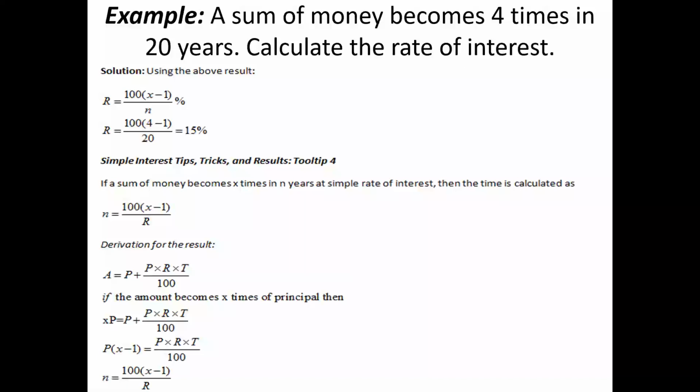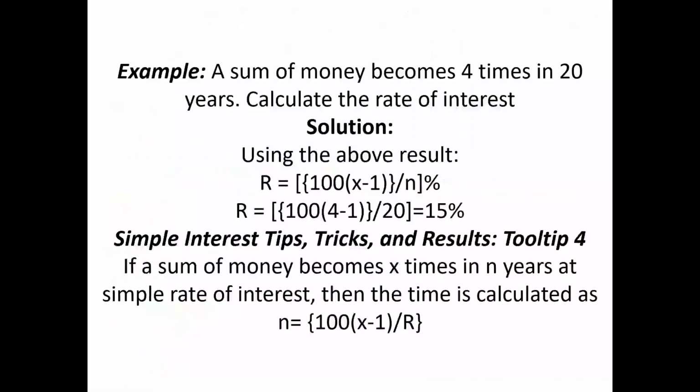Okay. If we go for the derivation part, then A equal to P plus PRT by 100. If the amount becomes x times the principal, then xP equal to P plus PRT by 100. That will give you P of (x minus 1) equal to PRT by 100. That is n equal to 100 of (x minus 1) by r. That is our formula. So using this formula, we will solve one problem.